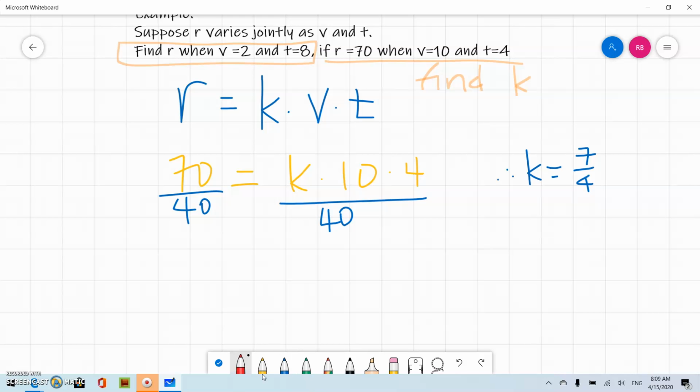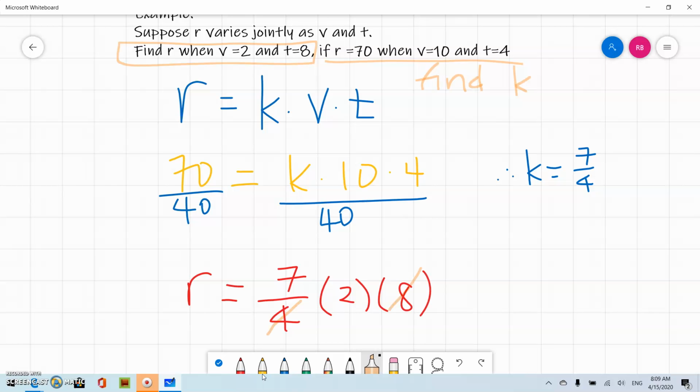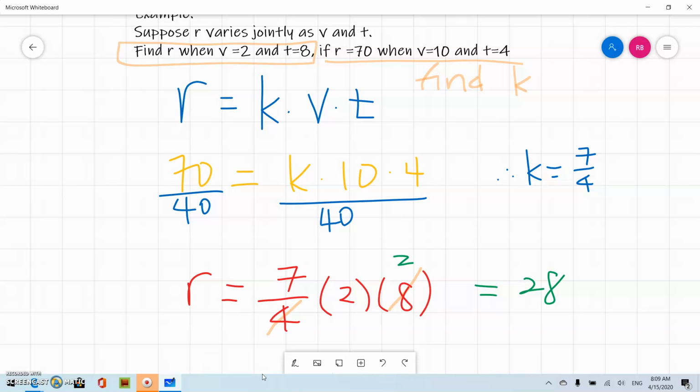Now we need to find r. We want to know what r is when k is 7 over 4, and v is 2 and t is 8. Then I'm going to reduce these into 2, so 2 times 2 times 7, which is 28. So r is equal to 28, and we're done. Again, direct and joint variation are very similar because they are multiplied altogether.